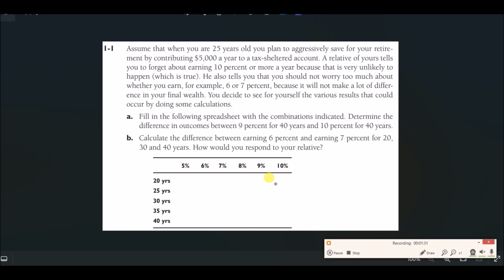So we have to complete this table. This is a kind of annuity because you are contributing $5,000 every year. For example, if we take the first row, the time period is fixed, which is 20 years, and the interest rate is 5%. So it becomes an annuity with 20 years, a 5% interest rate, and an annual installment payment of $5,000.